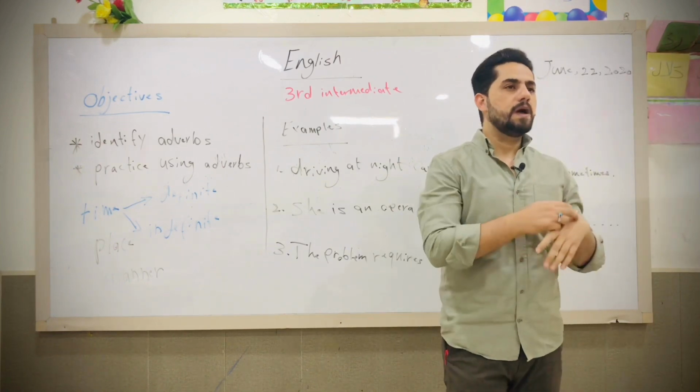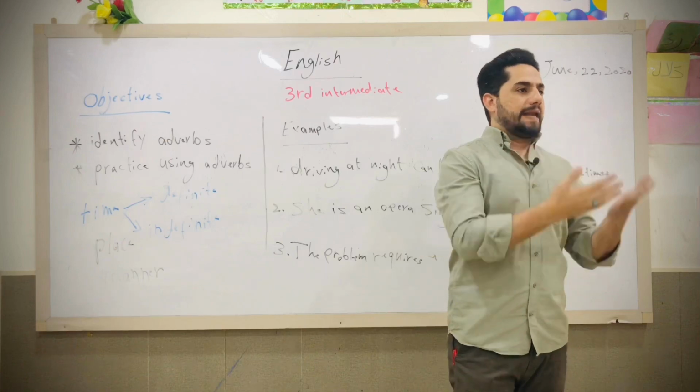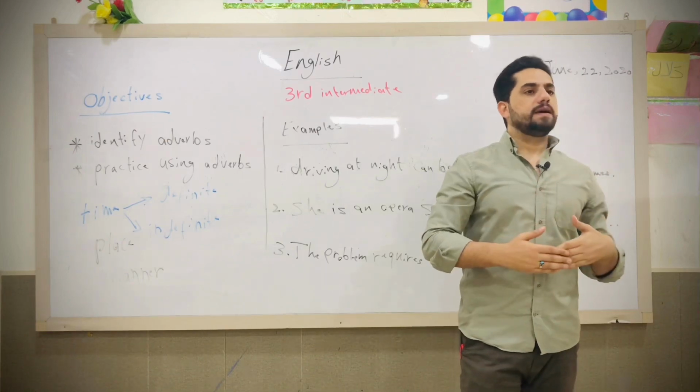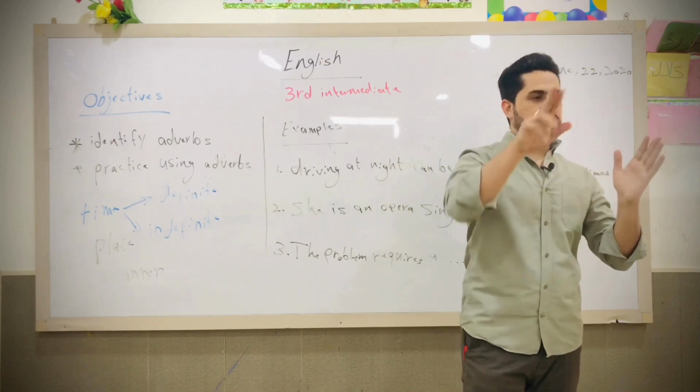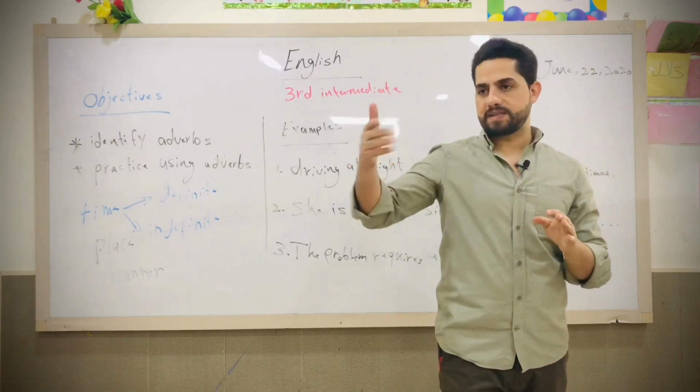Let me give you an example. Ali bought a new house. So house is a noun, new is an adjective. It added extra information to the noun, that is the house.